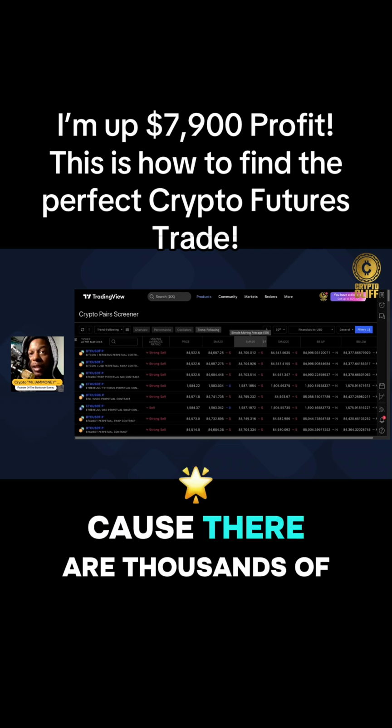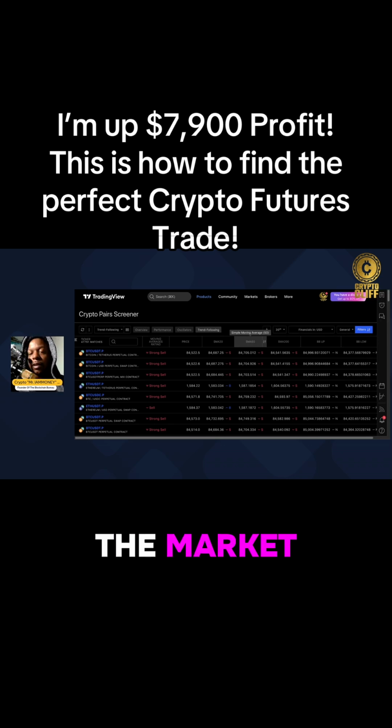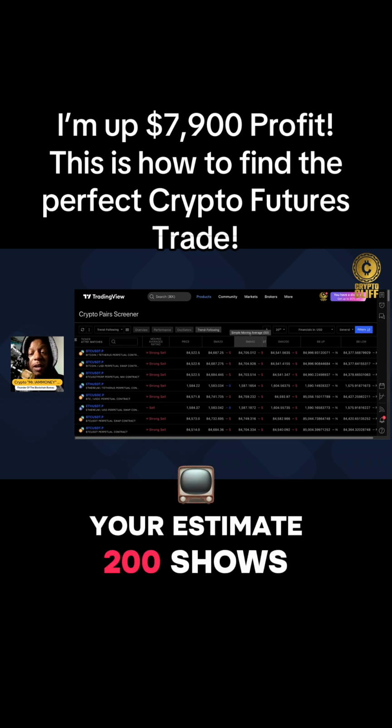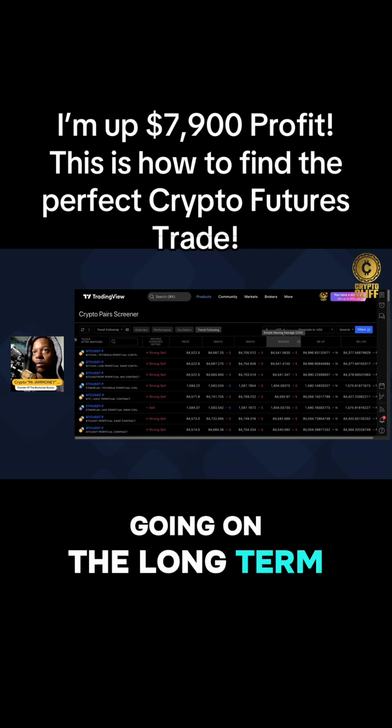XRP is going here because there are thousands of different plays. Your SMA 50 shows you the overview of the market. It shows you what's happening right now, what's happening in the very near future. Your SMA 200 shows you the longevity of the market, where the market is going on the long term.